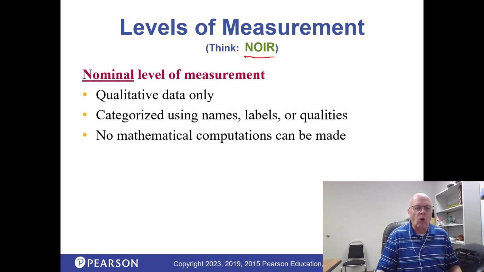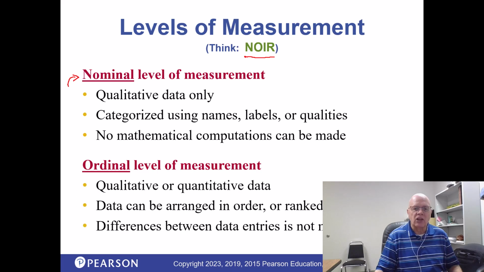Next step up, ordinal level of measurement. Qualitative or quantitative, could be either one. The important thing about this is not only might you see names, but they can be arranged in an order or given a rank. You can't tell the differences between the data entries. Even if there are numbers, the differences are not meaningful.